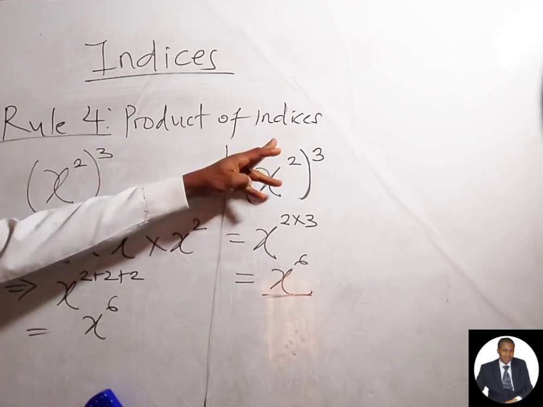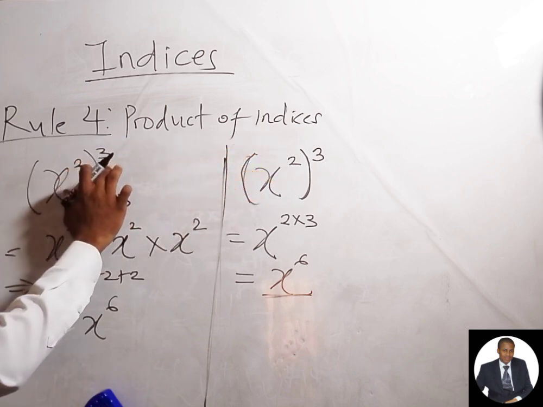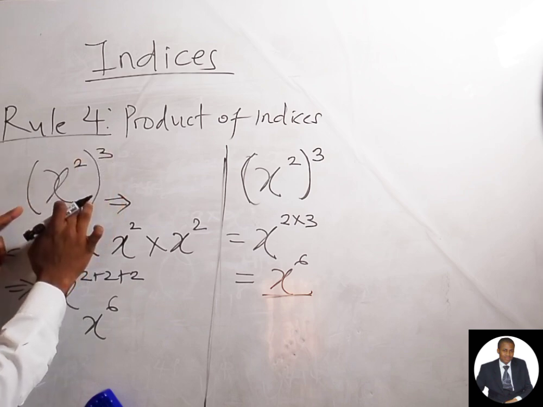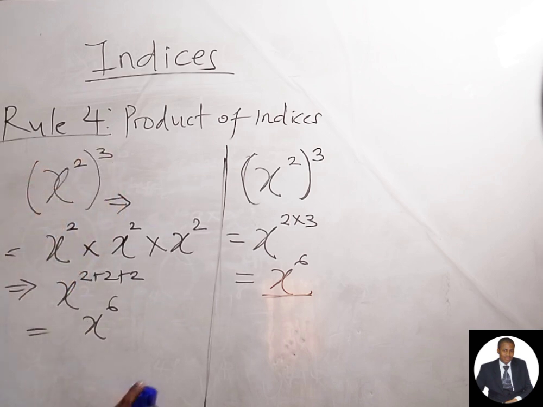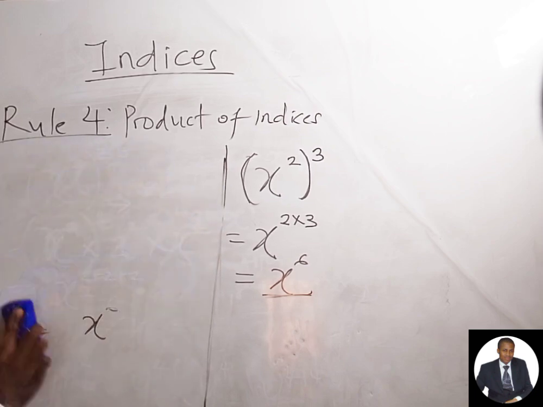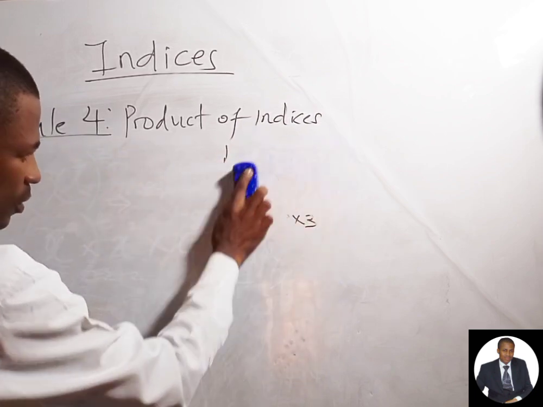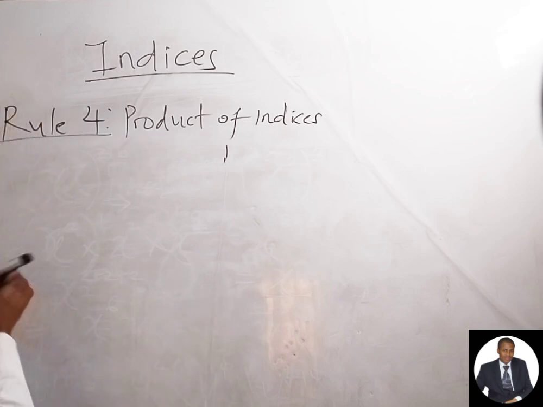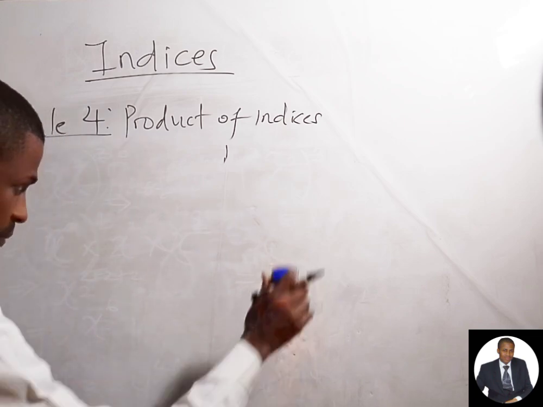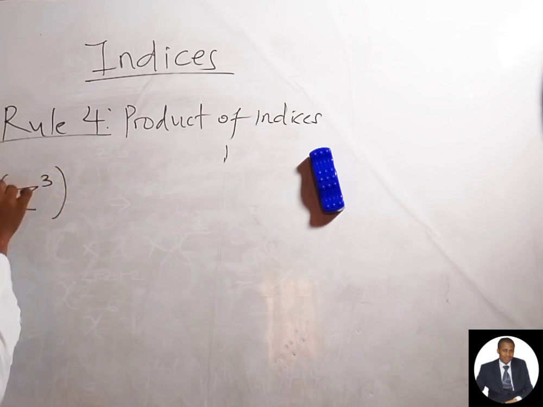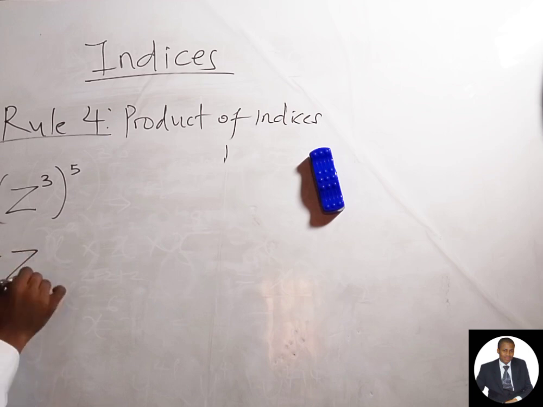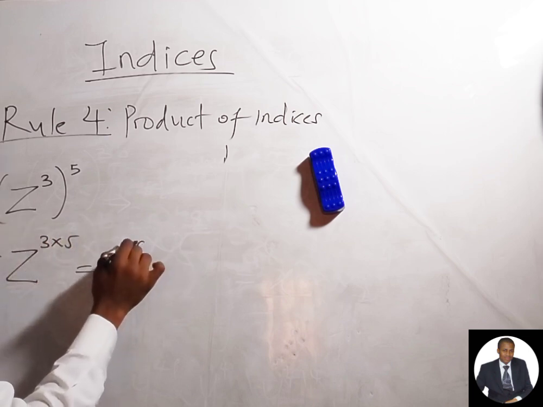Product of indices. What is outside the bracket multiplies what is inside the bracket. Let's look at another example. Number 2, we have z^3 to the power of 5. It's the easiest way to do. We just say z^(3 times 5). That gives us z raised to the power 15.